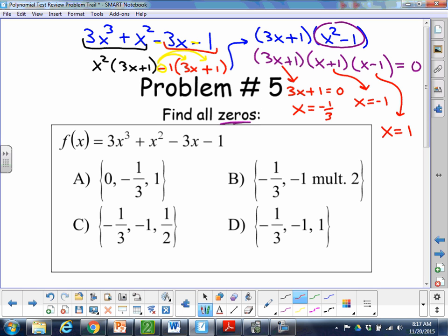And again, this one, finding all zeros, feel free to graph it. Sometimes the graph shows them all. Ones that are factorable, the graph would also show them. But yeah, that's solving it.